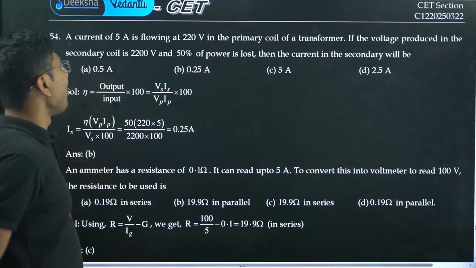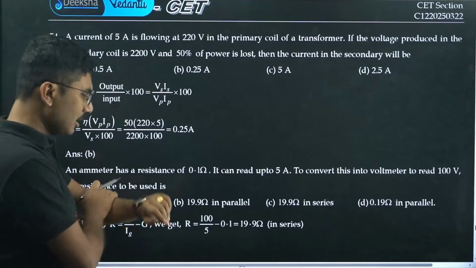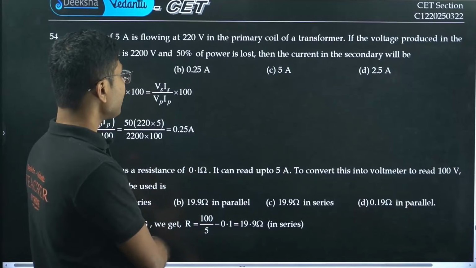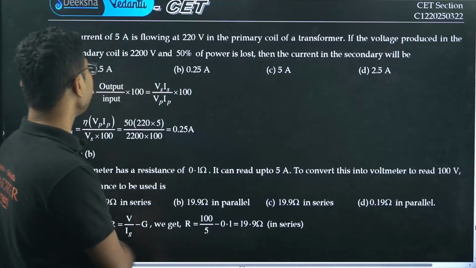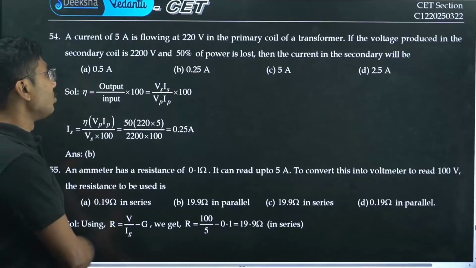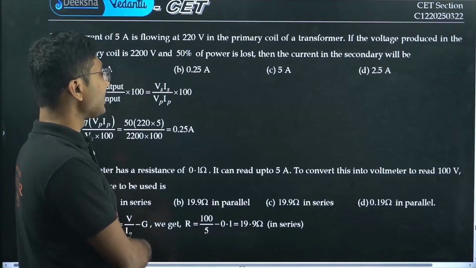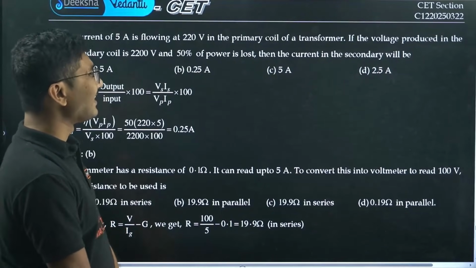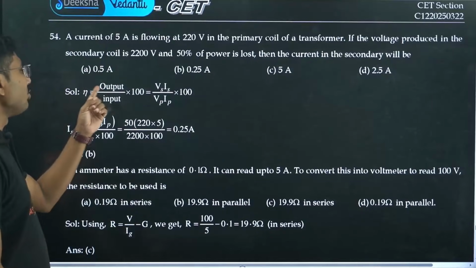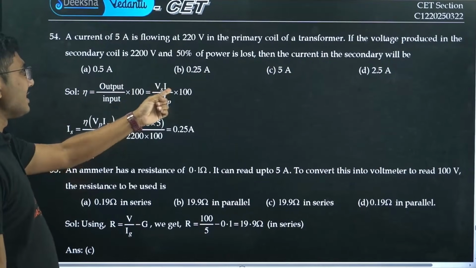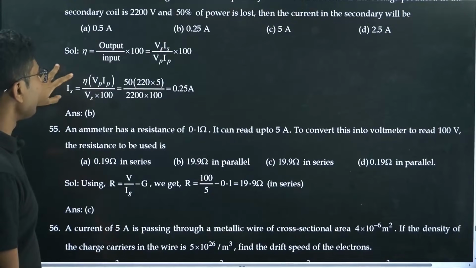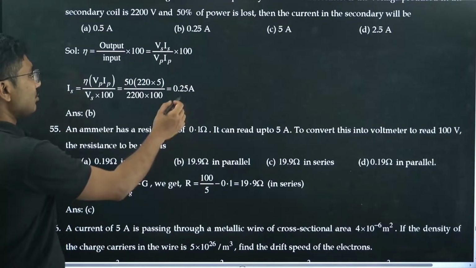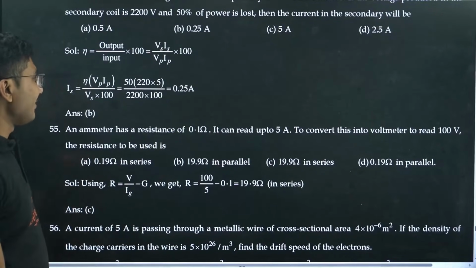A current of 5 ampere is flowing at 220 volt in the primary coil of a transformer. If the voltage produced in the secondary coil is 2200 volt and 50% of the power is lost, then the current in the secondary will be? Obviously output by input, which is given by Vs Is by Vp into Ip. Everything is given. Okay, you can calculate the current in the circuit to be 0.25 ampere.